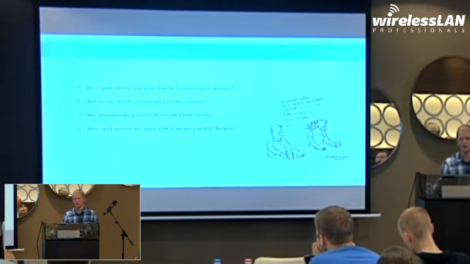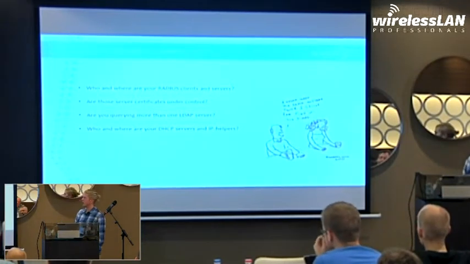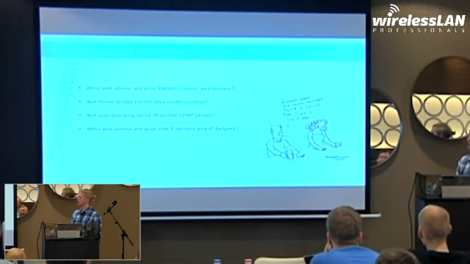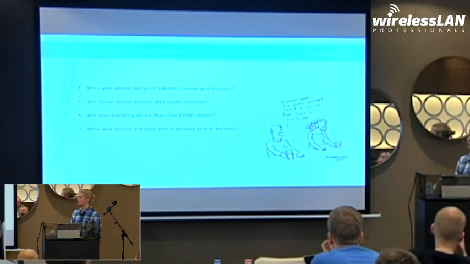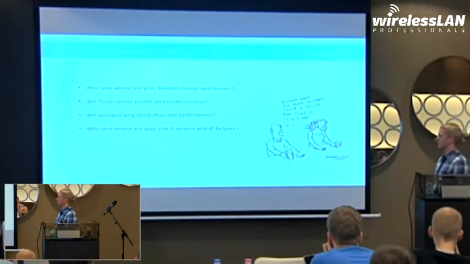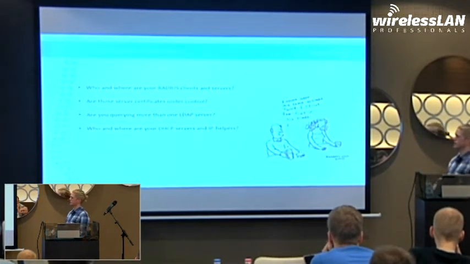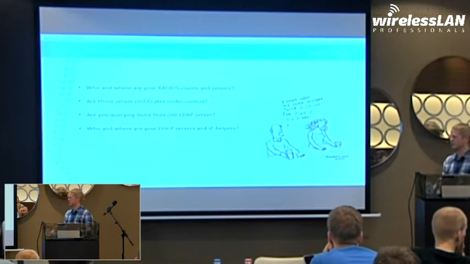Who and where are your DHCP servers and IP helpers? I've moved into many customers where they say, oh, well, DHCP server for that scope should be the firewall, I think. And then we have our Windows DHCP who does other scopes. So making sure they know where those helpers are. Are those helpers redundant? And are the DHCP servers redundant? And who are we using for this wireless network?